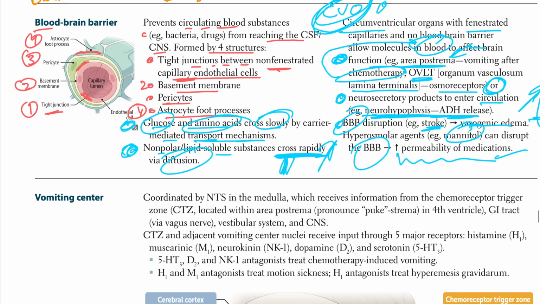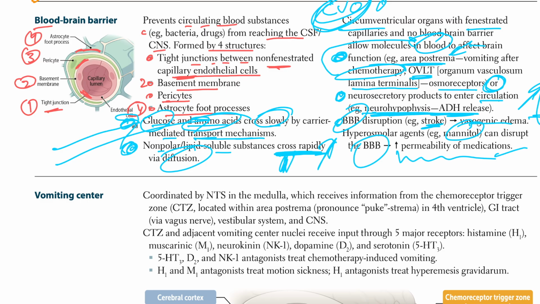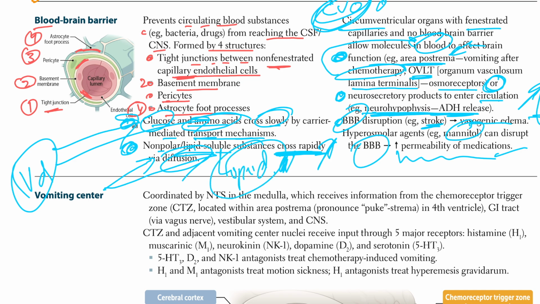We need the BBB for even glucose and amino acids. We don't need the BBB for any lipid-soluble substance, in other words non-polar substances, which include some drugs. Some of the drugs with a high Vd, the volume of distribution, are highly lipid soluble. They go everywhere, so they also go into the brain. And that is all for the blood-brain barrier. So let's just review the whole thing and move on to the next.